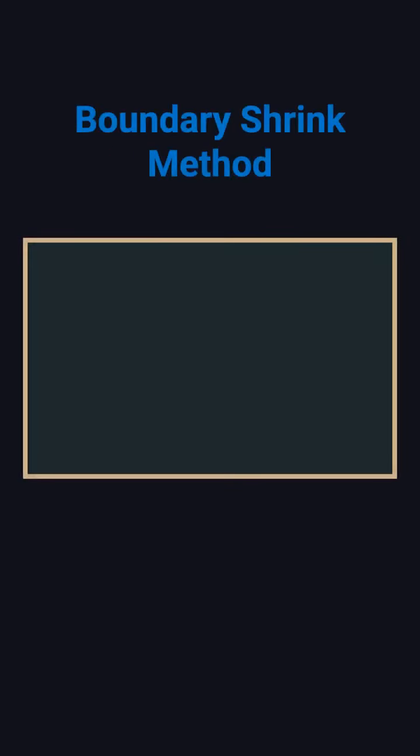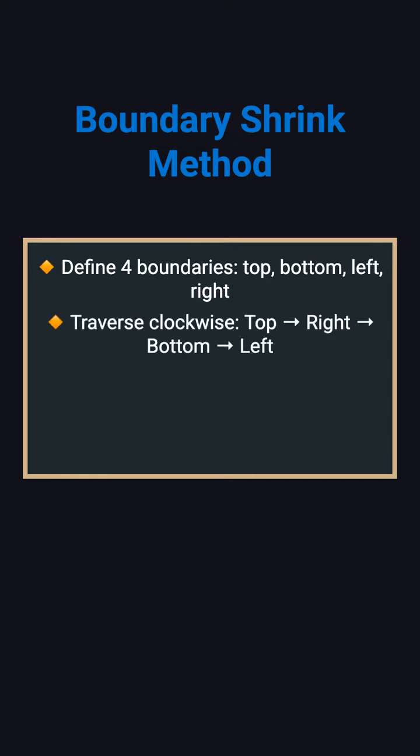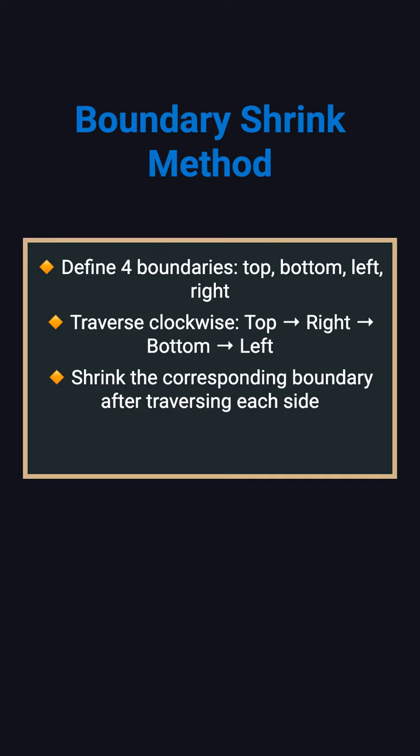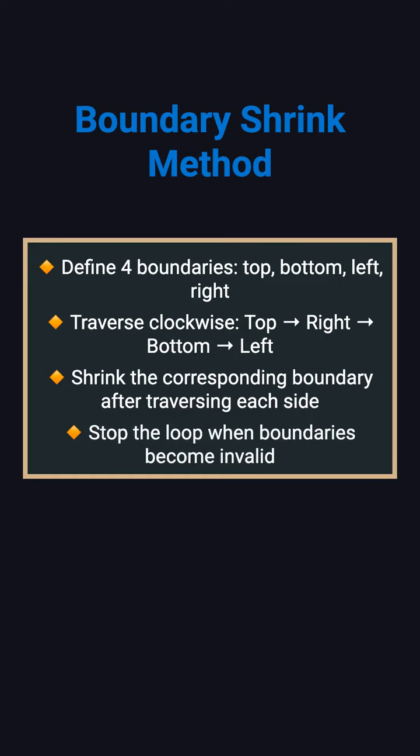The best way to solve this problem is the boundary shrink method. We keep track of 4 boundaries: top, bottom, left, and right. Each round, we walk in a clockwise direction, first along the top row, then the right column, then the bottom row, and finally the left column. After finishing each side, we shrink that boundary inward. We repeat this process until all elements have been visited.